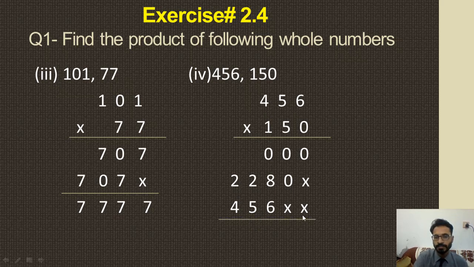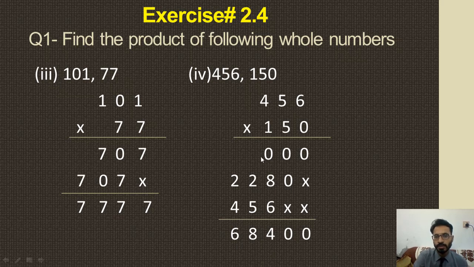Now we will add them. 0 plus 0 plus 0, the answer will be 0. Similarly, 0 plus 0, the answer will be 0. 0 plus 8 plus 6, the answer will be 14. We will put 4 here and we will carry 1 to the next number. This 1 carry will add to 2, this number will become 3. 3 plus 5, 8. So we will write 8 under 2 and 5. After that, we will add 2 plus 6, 2 plus 6 will become 8.